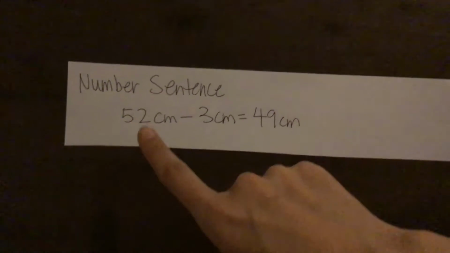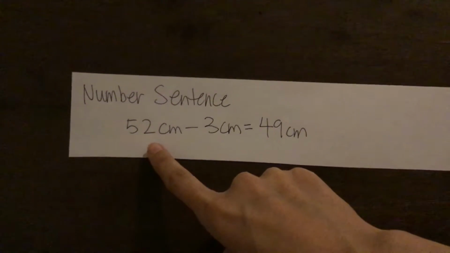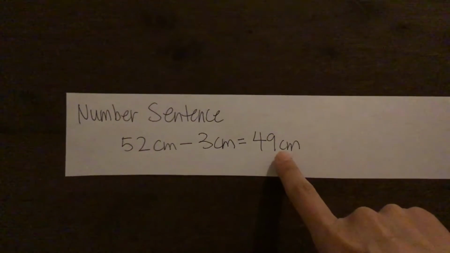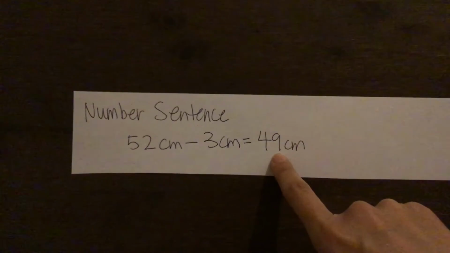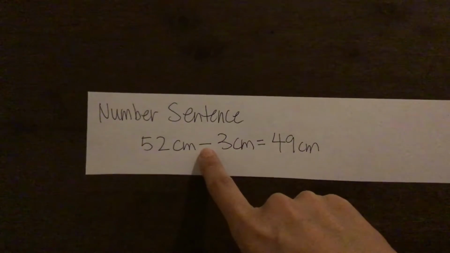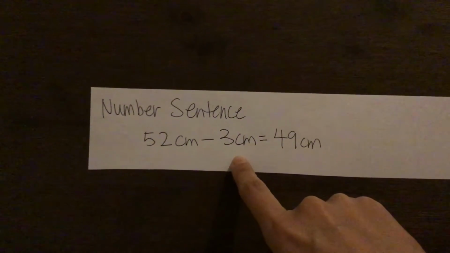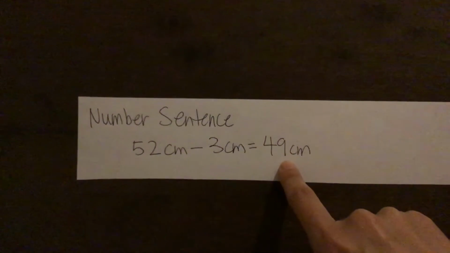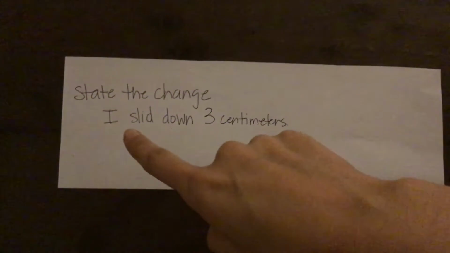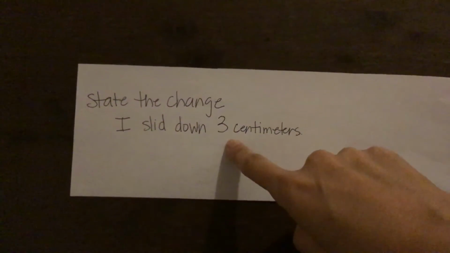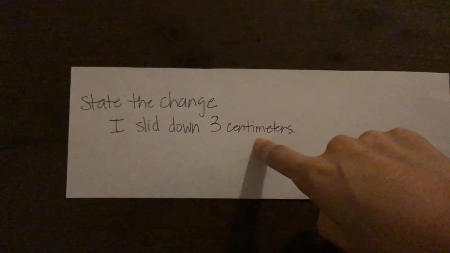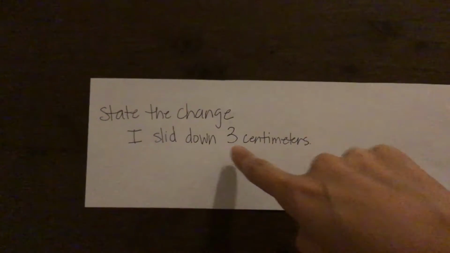So for this one, we started at 52 centimeters and we ended up at 49 centimeters. So we're trying to find out how we got to 49 centimeters. So we did 52 centimeters, minus sign, 3 centimeters, which is equal to 49 centimeters. And we can state the change by saying I slid down 3 centimeters. And always remember to state the units. So this time we're working with centimeters, so we say 3 centimeters.